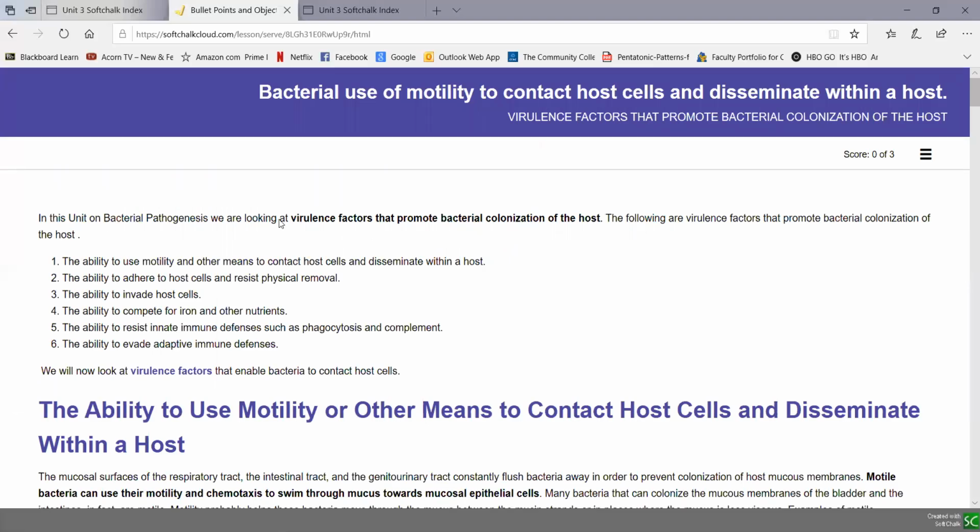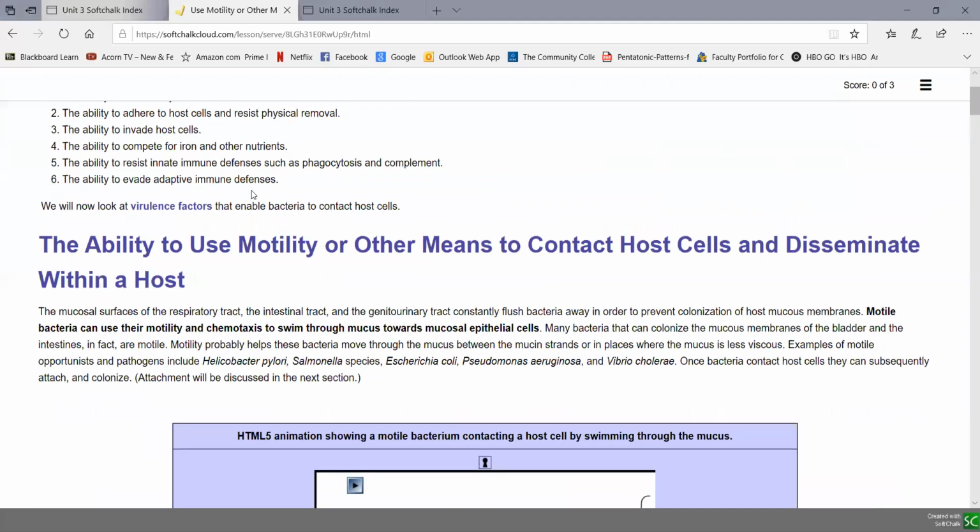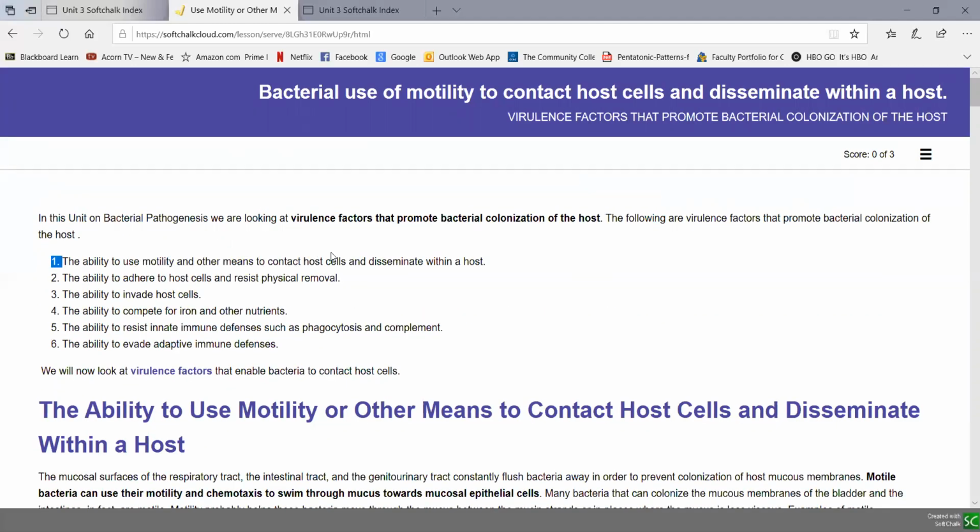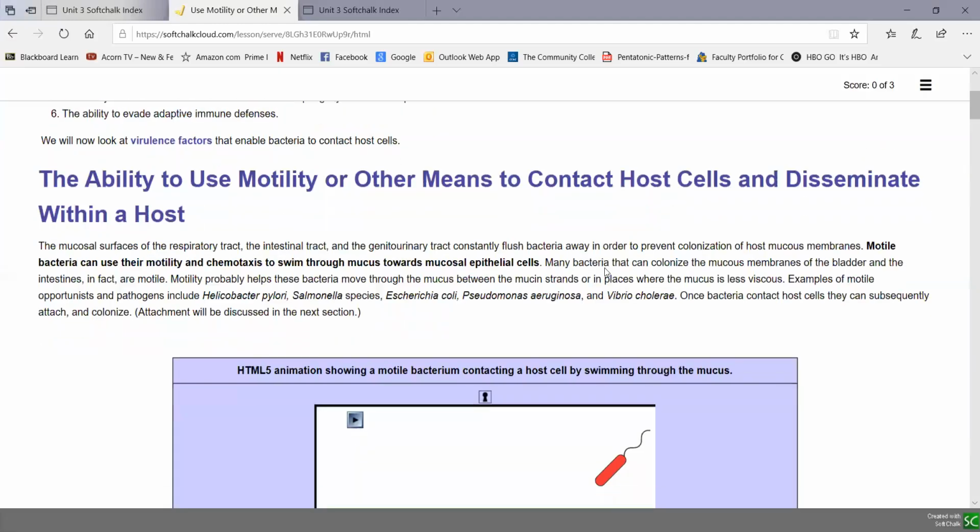So again, what we're looking at are virulence factors that promote bacterial colonization of the host. And we're eventually going to look at 6 different factors over this lecture and the next lecture. The ability to use motility, another means to contact host cells and possibly disseminate within the host. The ability to adhere to host cells and resist physical removal. The ability of some bacteria to invade host cells. The ability to compete for iron and other nutrients. The ability to resist innate immune defenses, and the ability to evade adaptive immune defenses. So again, in this lecture, we're going to look at the first of these factors, the ability of motility and other means to contact host cells and disseminate within the host.